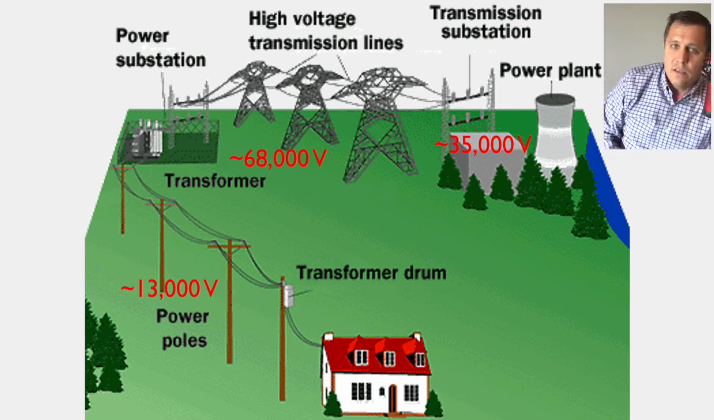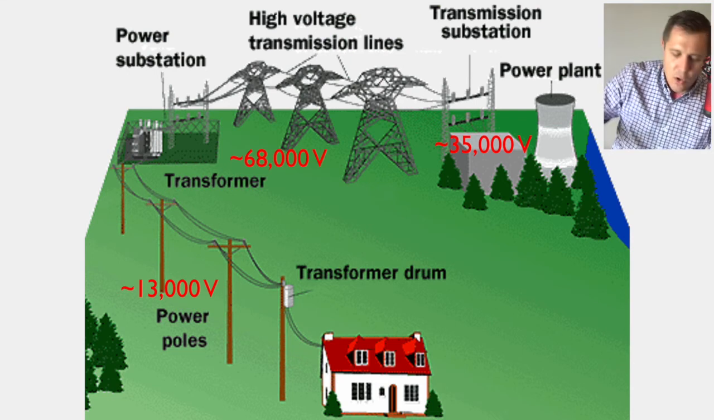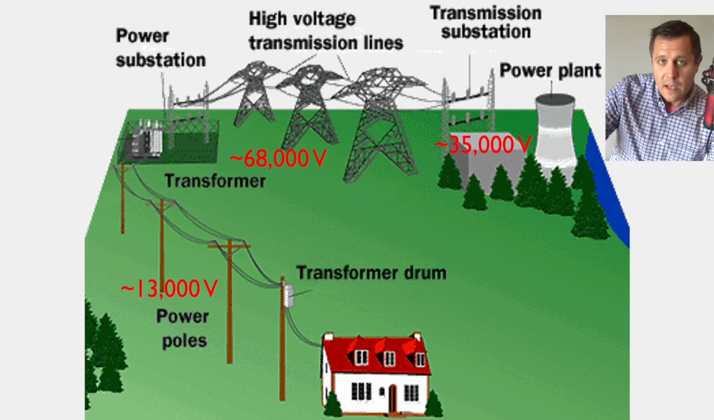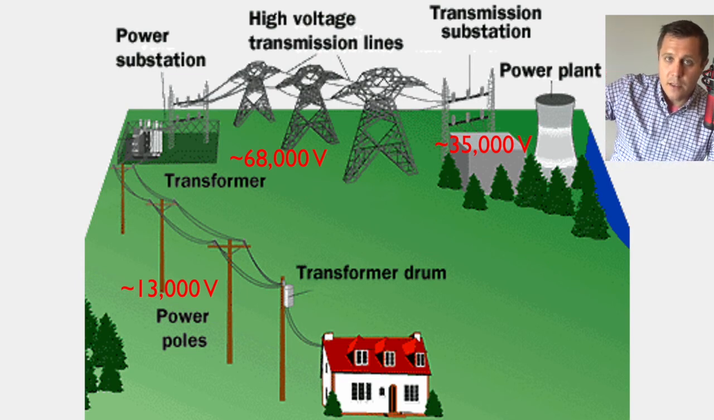So the 13,000 volts would not be able to travel as far a distance, but it's a little bit safer. You don't want to have 68,000 volts running through your neighborhood. So the 13,000 volts is going to be able to travel into neighborhoods, okay? But 13,000 volts wouldn't be able to be traveling across the country, okay?